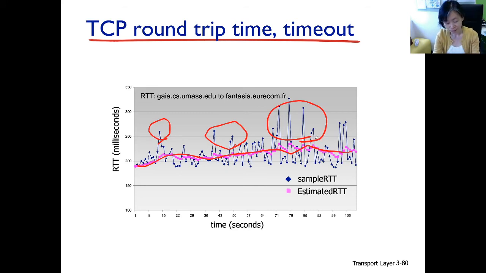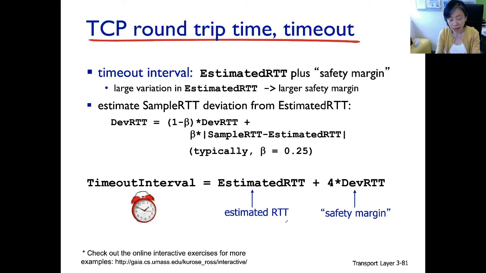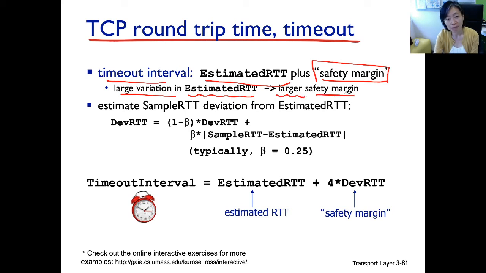So there's more. Therefore, in TCP, the exact timeout interval is in fact the estimated RTT, the smooth average, plus a safety margin. The safety margin there should cover the variation of these RTTs, and hopefully a good portion of the variations. So if we have a large variation in the estimated RTT, we should use a large safety margin. So this safety margin is captured by another variable called the deviation of RTT, DevRTT.